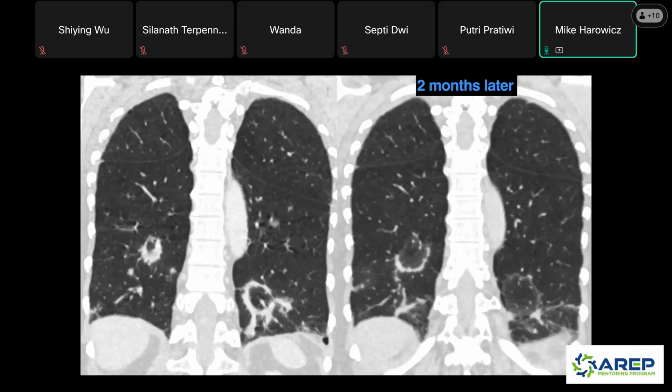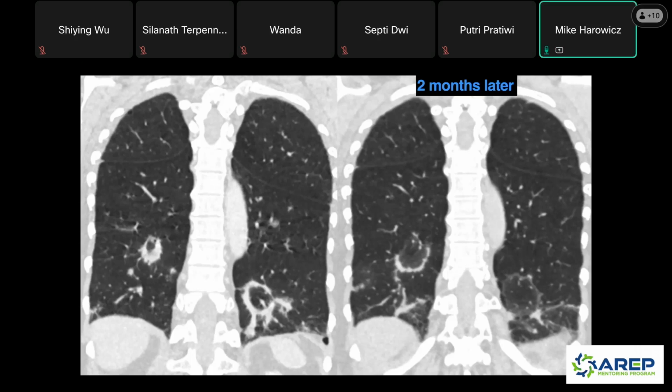But her findings are really interesting. So let's everyone take a look at this for a couple of minutes. Two coronal images. The one on the left is the one I'm talking about currently, and the one on the right is a follow-up 2 months later. All right. Anyone want to shout out any findings? So what do I see when I look at this?